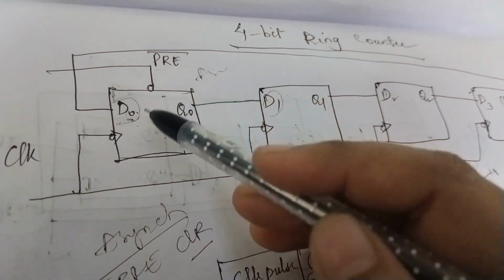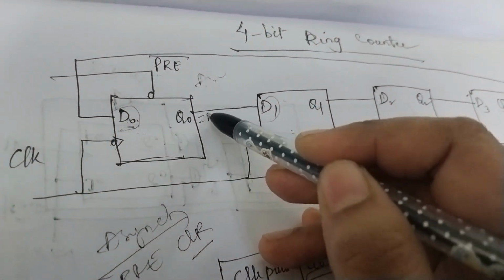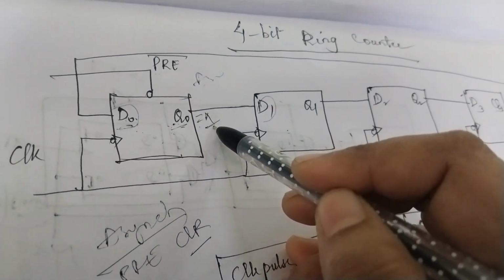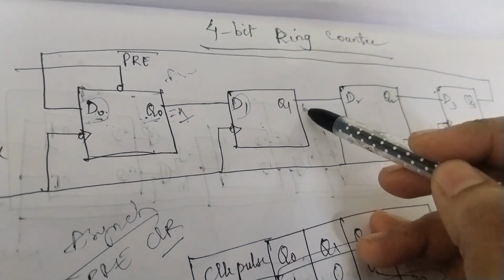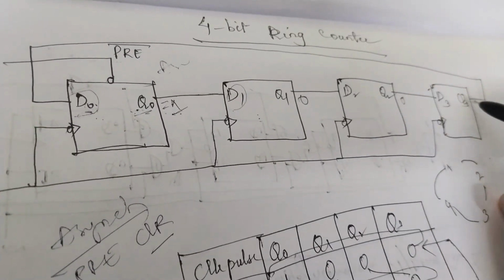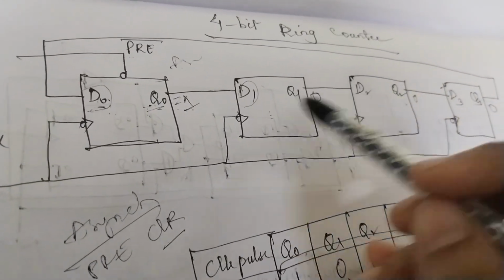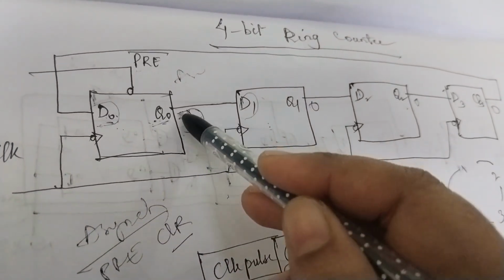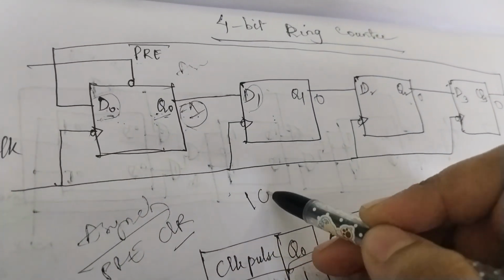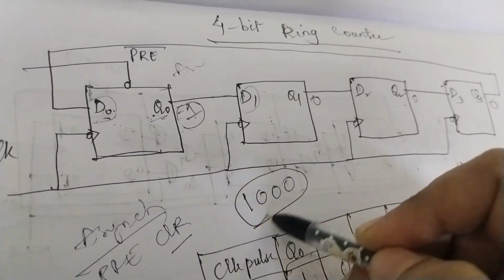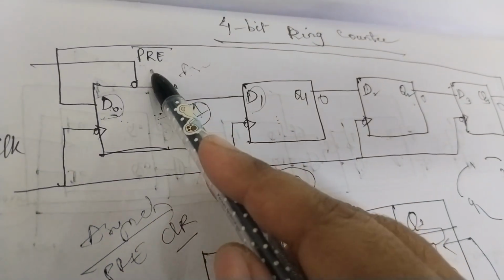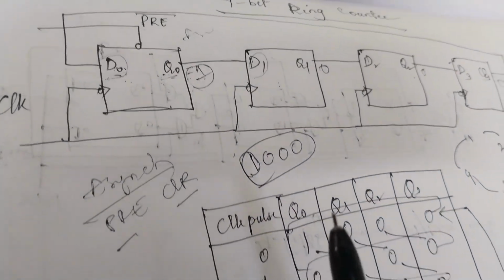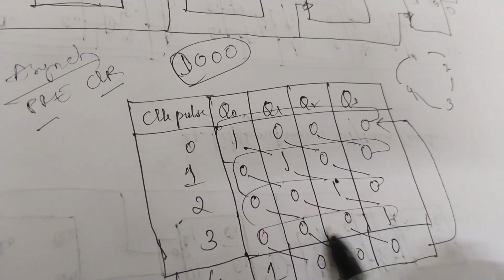The meaning of preset is that it automatically sets the output of the first flip-flop to 1, whereas the output of the remaining flip-flops will be 0. So before applying any clock pulse, the overall output of the flip-flops will be 1 0 0 0. Why did this occur? Because of this preset input. So do remember this diagram. It will be asked for 3 marks: draw the diagram of a 4-bit ring counter. It includes the operation of this.